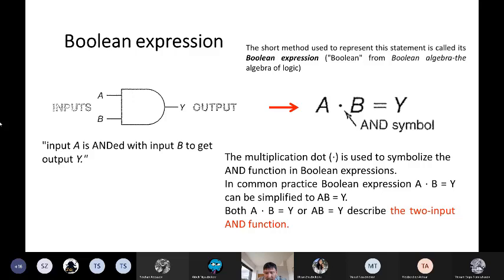Okay, but there is an alternative way. For example, when we do some programming, it's not always convenient to use this dot. So sometimes we just put it together, AB, but you should understand that it has the same meaning. A and B is equal to Y.